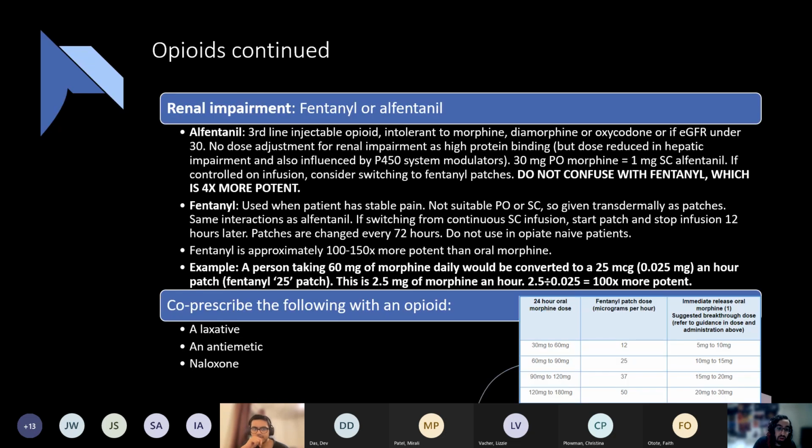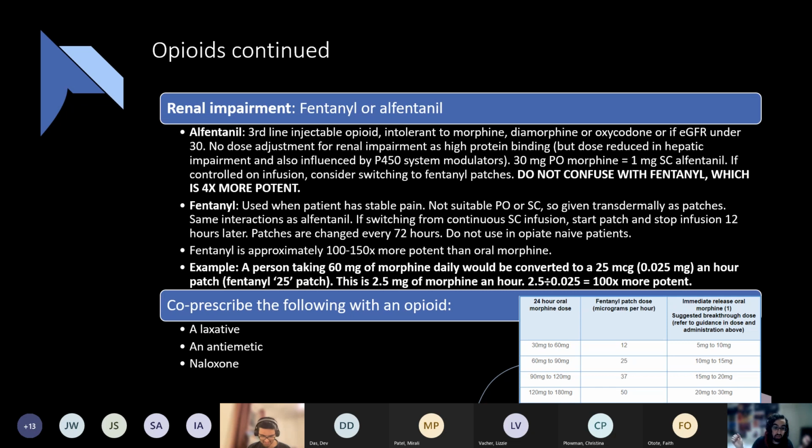Quickly going over the continuous ones, you might wonder, what do I do if their kidneys are shot? You've got alfentanil and fentanyl. Don't confuse the two, because fentanyl is 4 times stronger, so a prescription error will OD the patient and possibly kill them. So alfentanil, either they're intolerant to the previous ones, so morphine, diamorphine, oxycodone, or their GFR is under 30. Because the liver completely metabolizes it, you don't need to care about their GFR.